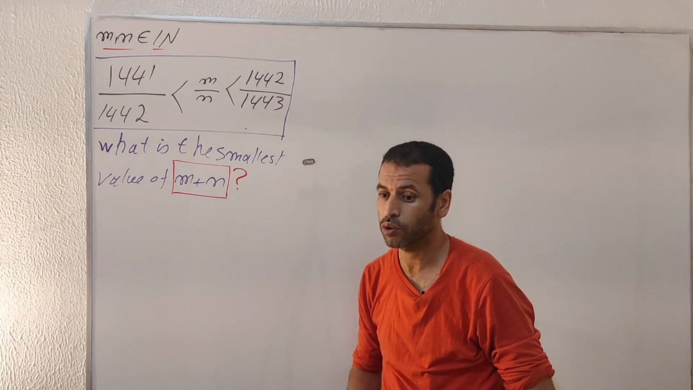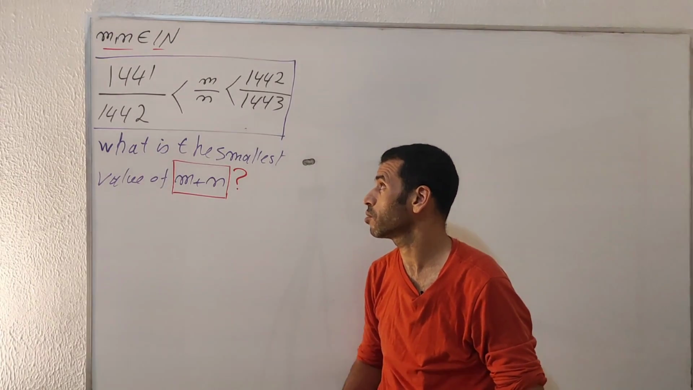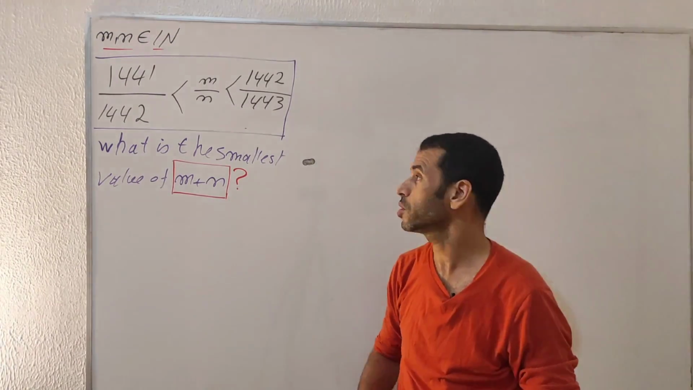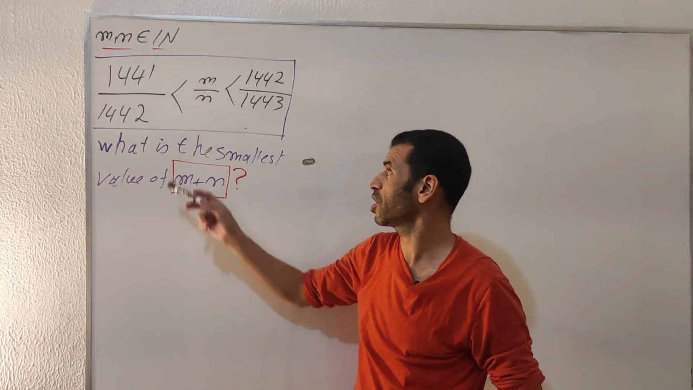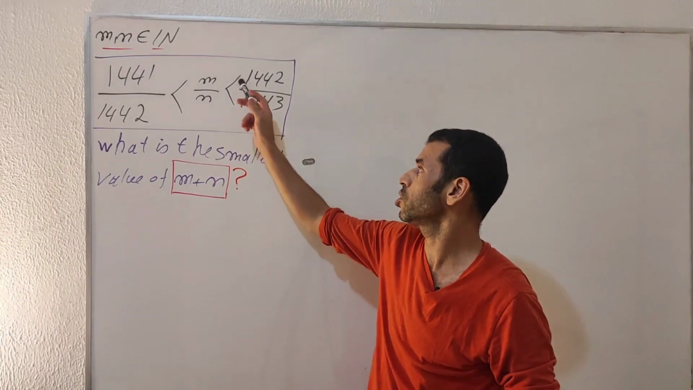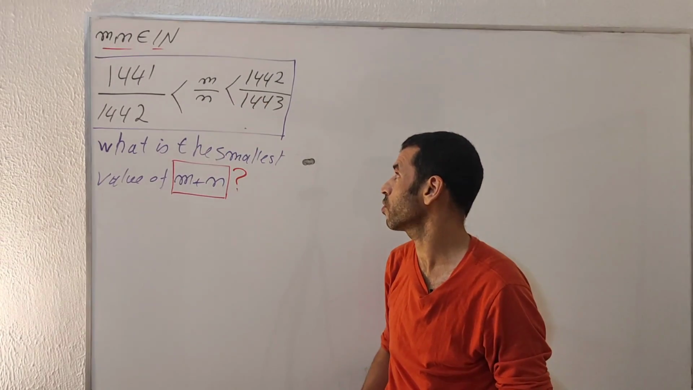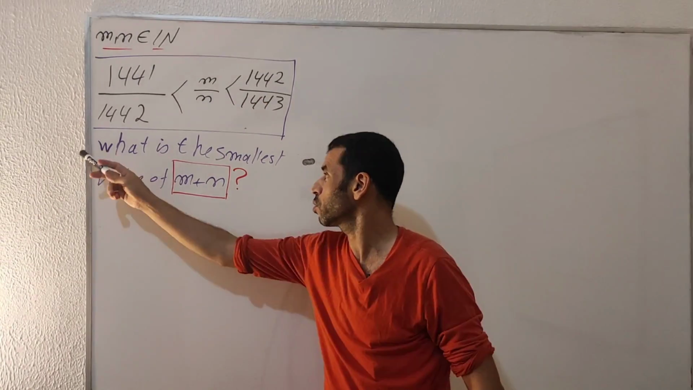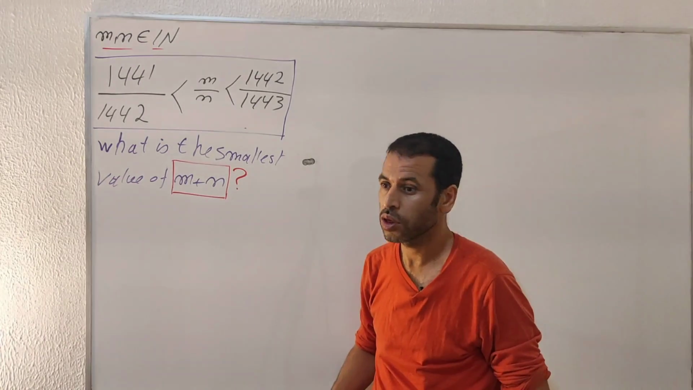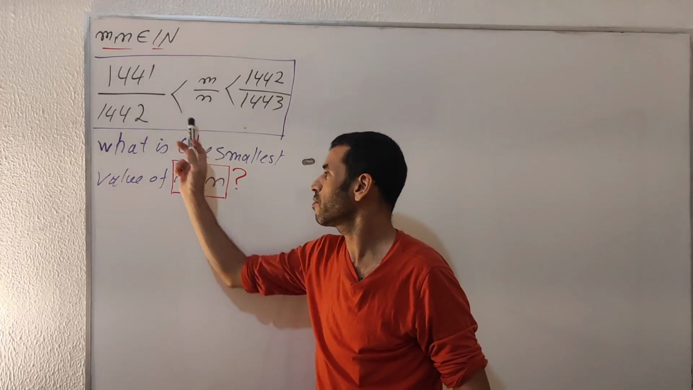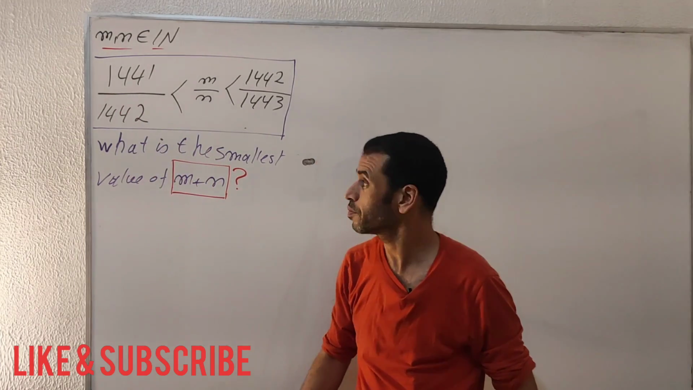In today's video, I have brought you a very nice problem. Here is the following information. We have m and n as natural numbers. We have this fraction 1441 over 1442 is strictly inferior to m over n, which is strictly inferior to 1442 over 1443. What is the smallest value of this sum, m plus n? Meaning, what's the minimum value of this term, m plus n?